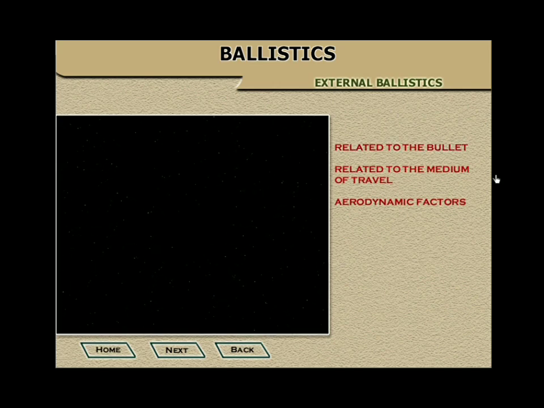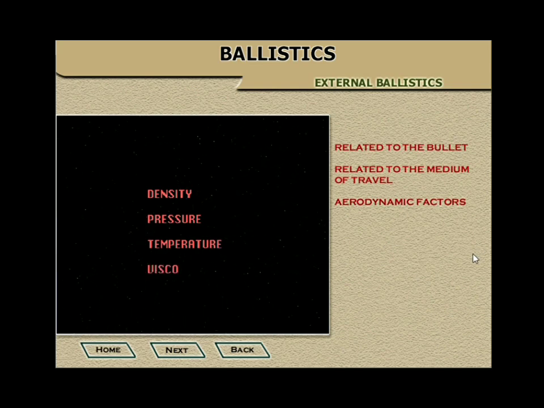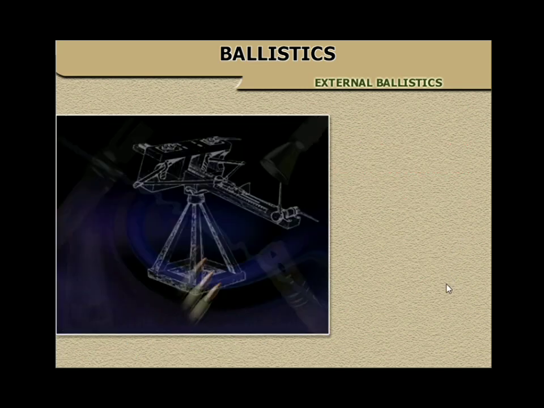The factors which are related to the projectile are mass, caliber, the nose shape, and the spin rate. The factors related to the medium of travel are density of the medium, the pressure, the temperature, and the viscosity of the medium. The aerodynamic factors which affect external ballistics are air resistance, yaw, and drift.